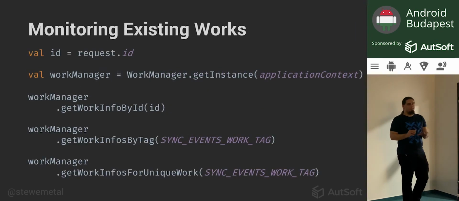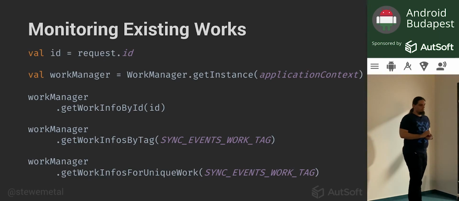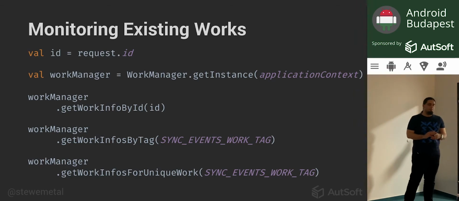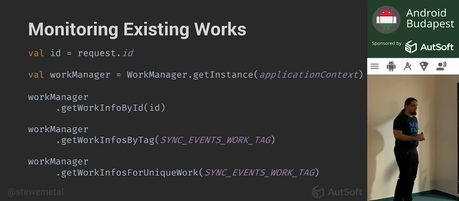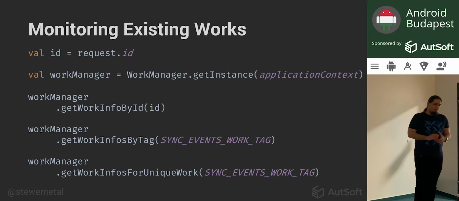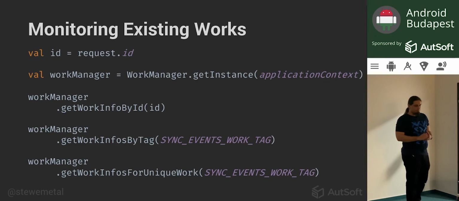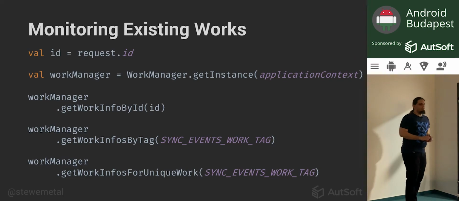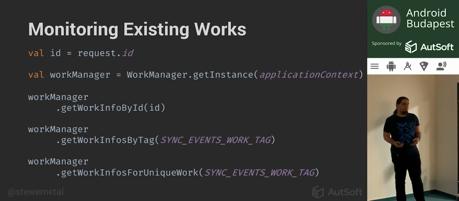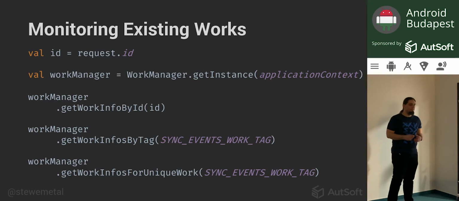Now let's continue with monitoring our existing works which we already enqueued. When we build the work request, we automatically get an ID of it, which we can access by calling the request object's ID. And after that, we can do one of three things. We can get works by this ID, and with every method we'll get a work info object, or more precisely this way a future which holds a work info object.